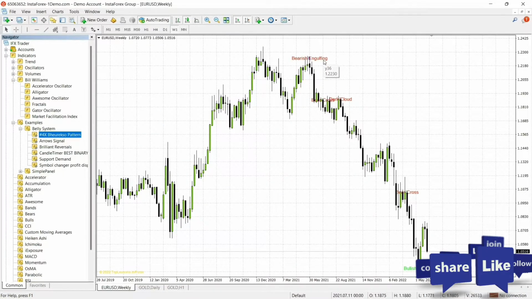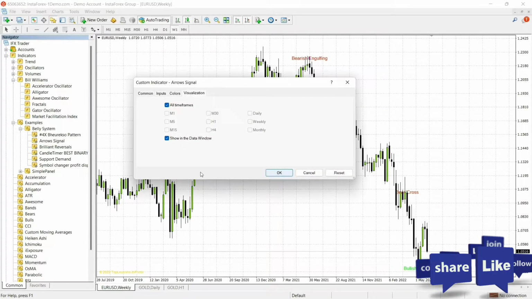So you can see it is giving me some candlestick patterns on my chart. My connection is not on, so you don't see all the candlestick patterns, but you can see a few candlestick patterns here. And let's add the second indicator, which is also useful, which is the arrow signal indicator. This indicator is also useful, and I'll be explaining to you how you can use this indicator.